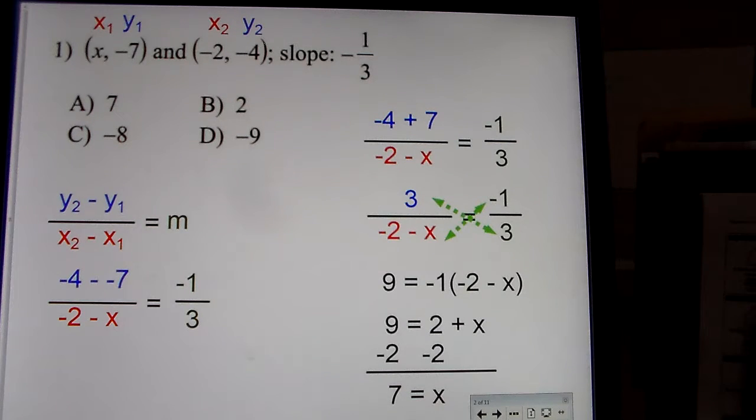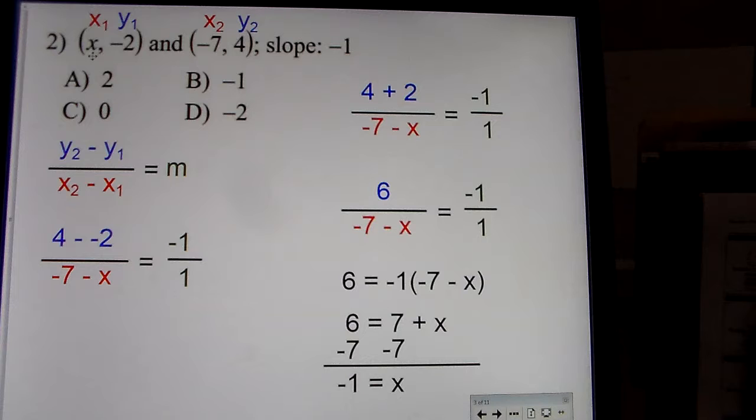And we're going to take the same approach for all the other problems. So let's do 2 more together, and you'll finish off the rest of them. So problem number 2, we have (x, -2) and (-7, 4). So x1, y1 is (x, -2). x2, y2 is (-7, 4), and our slope is -1. We have our slope formula. We then plug them in. y2 is 4 minus our y1, which is -2 in this example, divided by x2, or our x2 is -7, minus our x1, which is just x. Slope is -1. Well, I just made that into a fraction, so it makes things a little bit easier for us. So -1 is the same thing as -1 over 1.